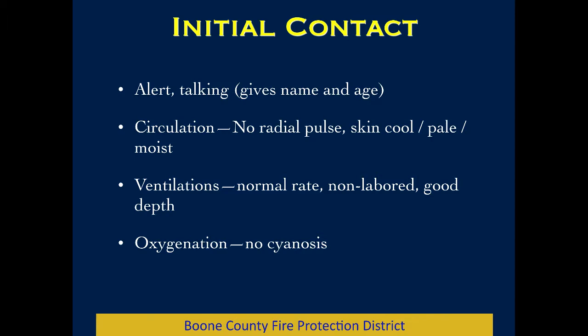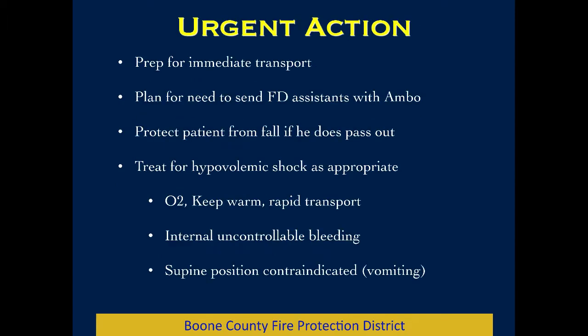You go to a radial pulse and you can't find one. You note that his skin is cool, pale, and moist. So right now, at this point, you're pretty sure this patient is in hypovolemic shock. While you're still holding his radial pulse, you note that his ventilations are a normal rate, non-labored, good depth, and he has no cyanosis. Plus, you've already got that pulse ox reading of 98%. So at this point, you can pretty well determine that this is a circulatory problem and ventilation and oxygenation are still intact.